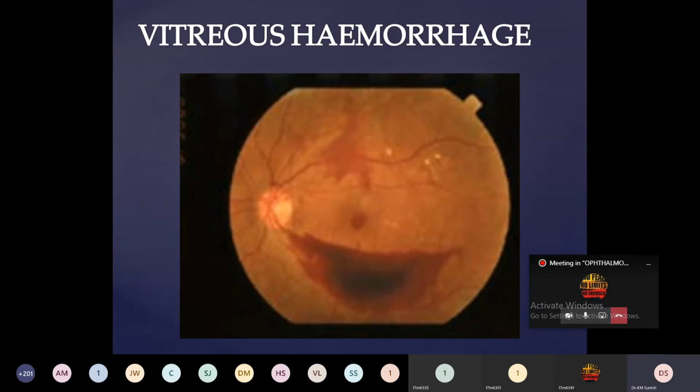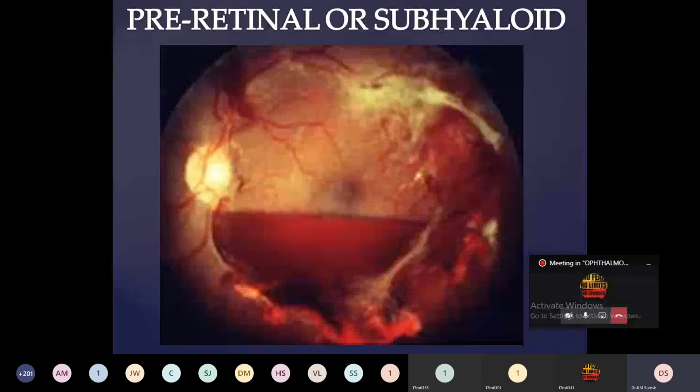This is vitreous hemorrhage. As I told you earlier, pre-retinal subhyaloid hemorrhage is in the form of a boat, and hence whenever you are asked when do you see boat-shaped hemorrhages, or what is the name given to boat-shaped hemorrhages, subhyaloid hemorrhage or pre-retinal hemorrhage assumes the shape of a boat. This is classical pre-retinal or subhyaloid hemorrhage, which has assumed the shape of a boat.